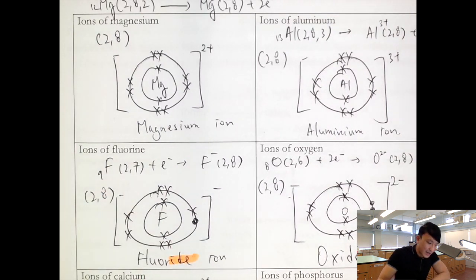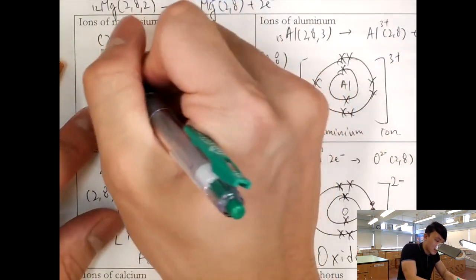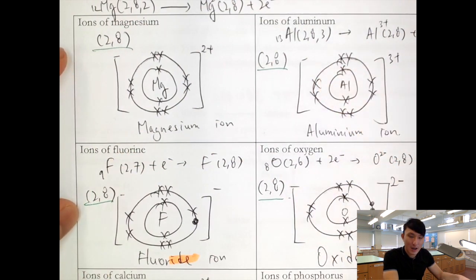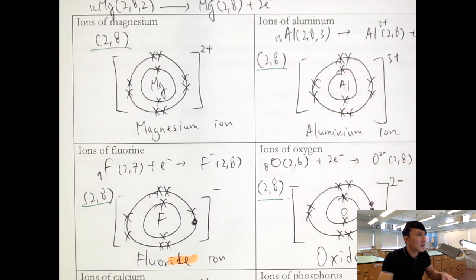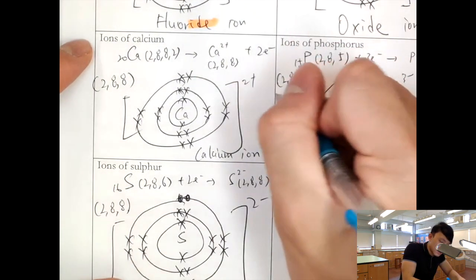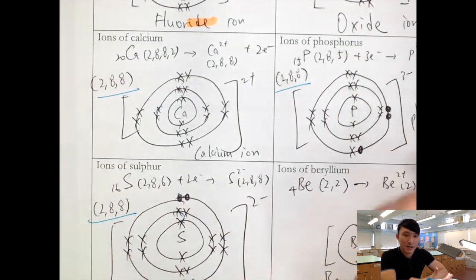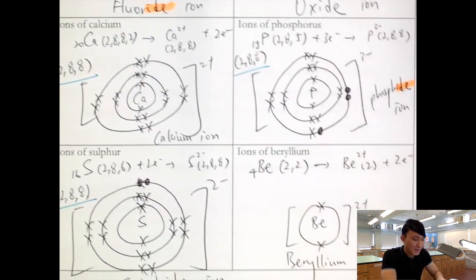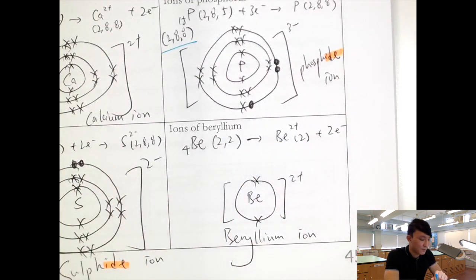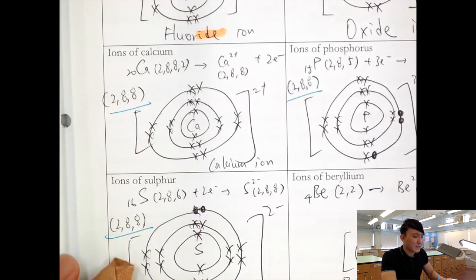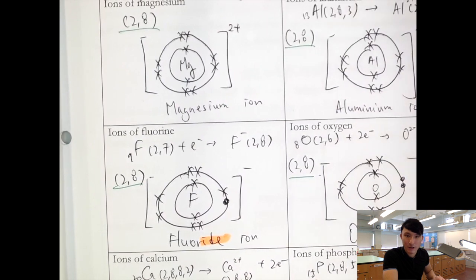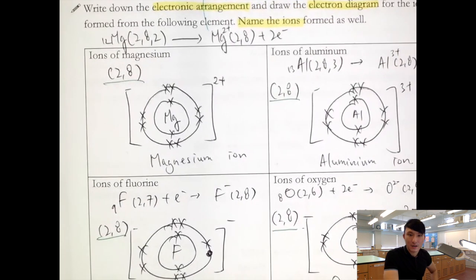Now you realize that these 4 chemical species are having the same electronic arrangement. And these 3 are having the same electronic arrangement as well. And beryllium ion is having a doublet structure. So you realize that different ions, even though they are coming from different elements, may end up having the same electronic arrangement. So that's it for this video.